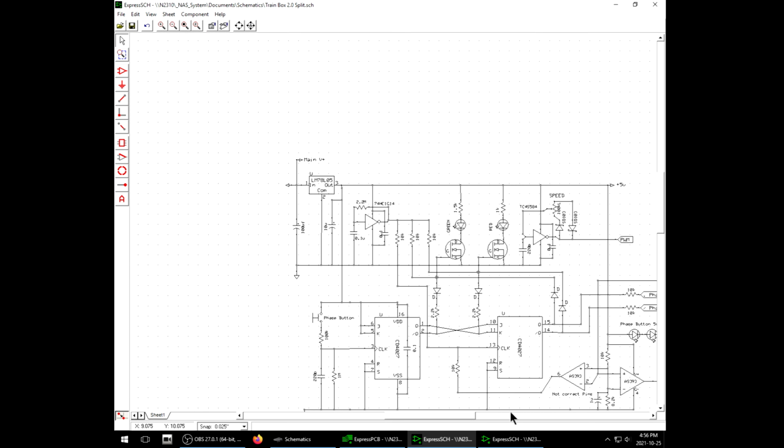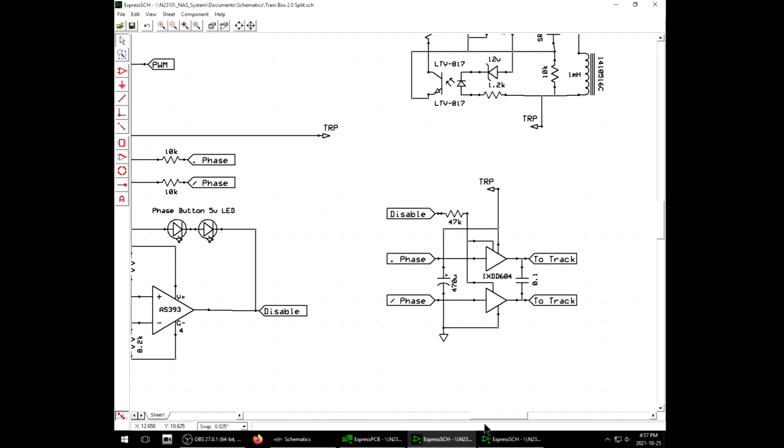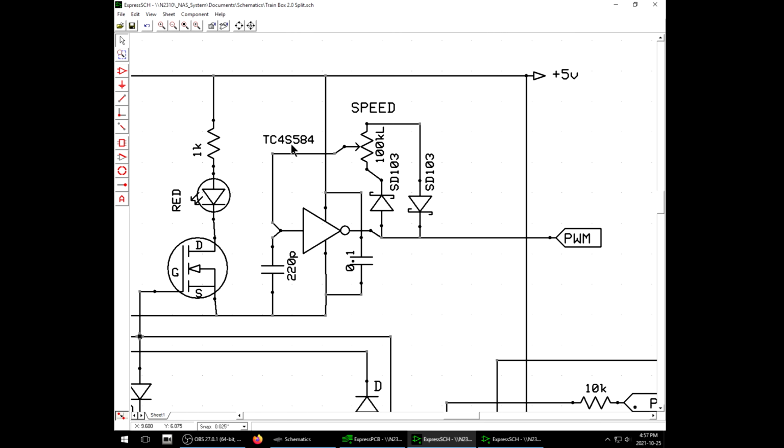We're going to switch back to the gold schematic because it has proper... what's going on here. And we go to the actual PWM itself. Once again, another relaxed oscillator. This time I'm using the TC4S584.